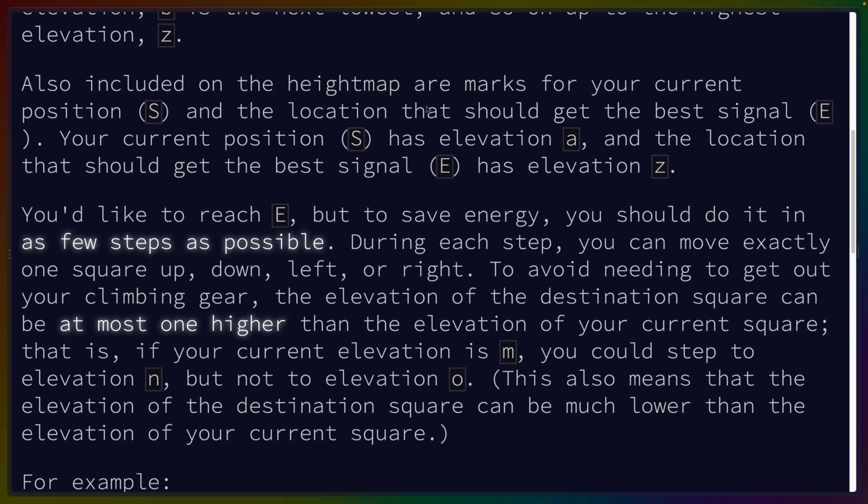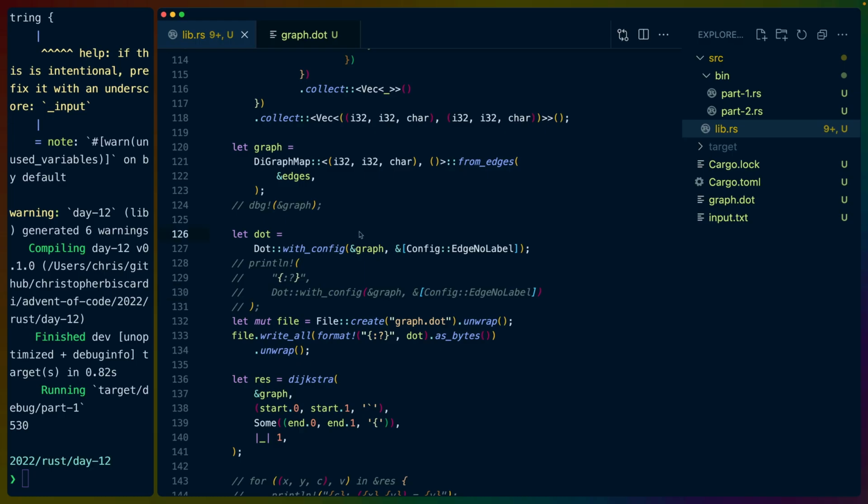Also included on the height map are marks for your current position and the location that should get the best signal, E. Your current position, S, has an elevation A, and the location that should get the best signal, E, has an elevation Z. Oh, wait, E has the elevation Z? So what I did over here might have messed us up, actually.